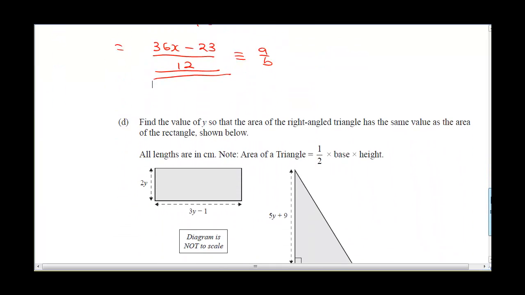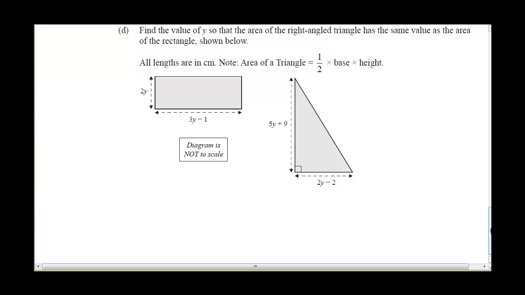Okay, so question: find the value of y so that the area of the right angle triangle has the same value as the area of the rectangle shown below. All lengths are in centimeters. Note, area of triangle is equal to half base times height. Now, the area of a rectangle is given as length times width, and for a triangle, it's going to be half times base times height.